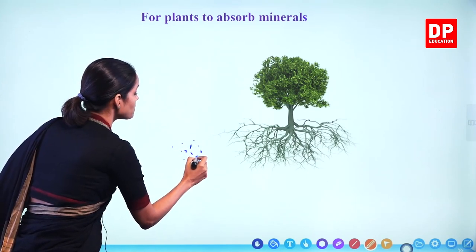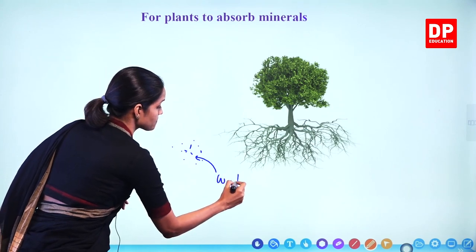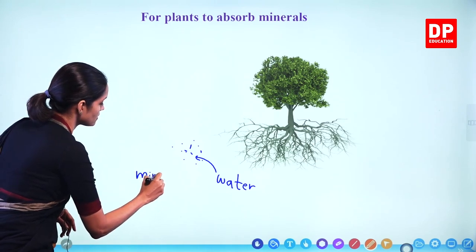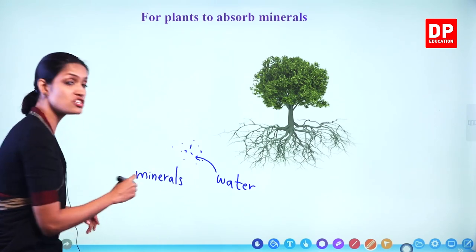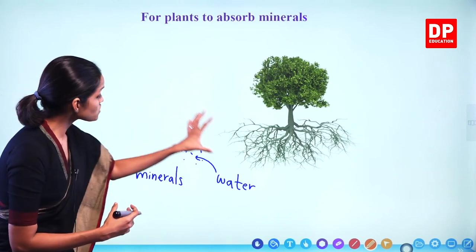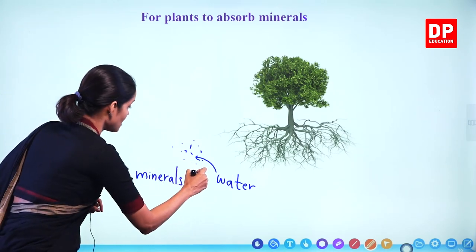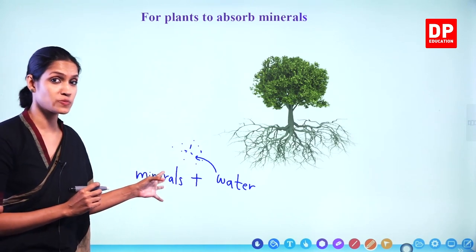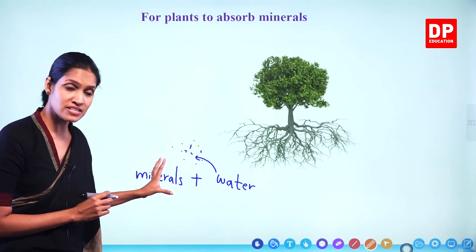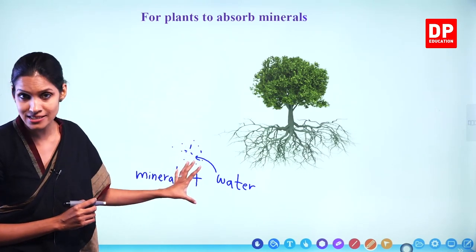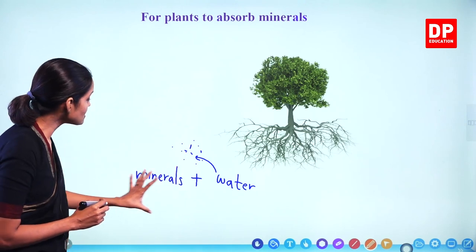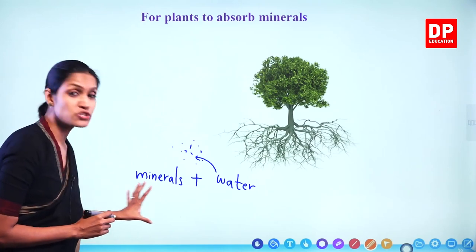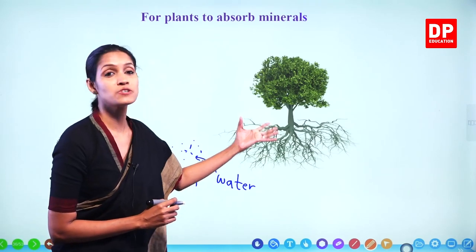In between soil particles, soil water is present. Minerals are also present in soil, but in solid state. But when they mix with soil water, they become liquids. Do you remember I explained that water is a very good solvent, so it can dissolve minerals very well. Therefore, when these minerals dissolve in soil water, that solution can be absorbed by plant roots very easily.